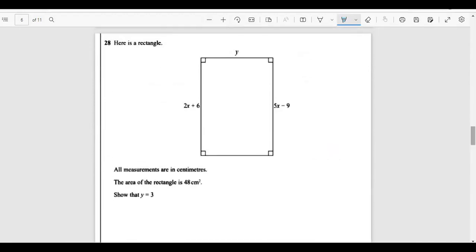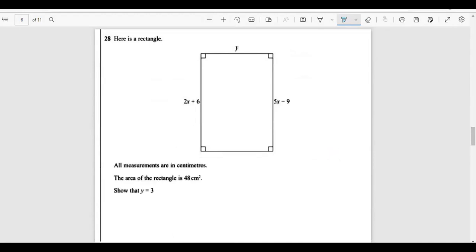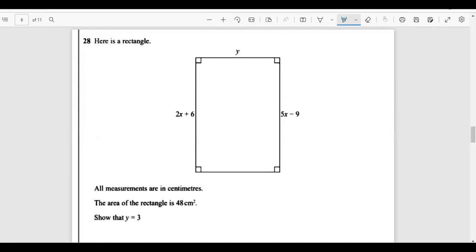Okay, it's easy. It says here's a rectangle. All the measurements are in centimeters. The area of the rectangle is 48 centimeters squared. Show that y is 3 centimeters. How can you do this? Because it's a rectangle, 2x plus 6 and 5x minus 9 must equal the same thing. So it doesn't matter which one you use. So you could do 48 equals 3 times 5x minus 9.